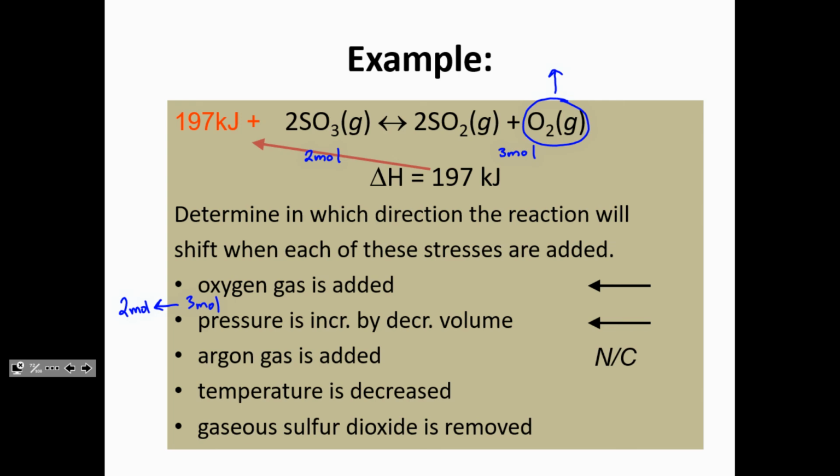Temperature is decreased, which means I'm removing heat from the left side of the equation. It will shift left to make up for the loss. Gaseous sulfur dioxide is removed. If we take out sulfur dioxide, equilibrium will shift to the right to fill in for the loss.